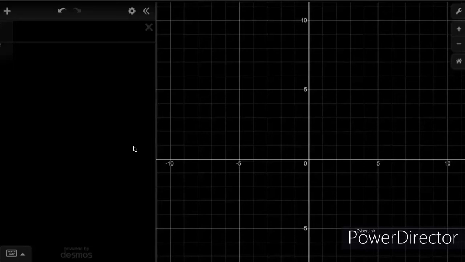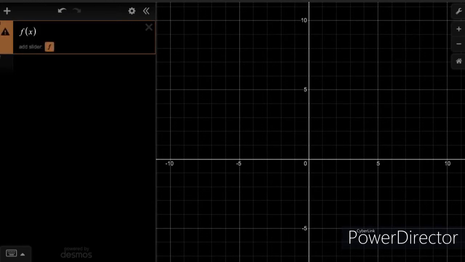So what you see here is a screenshot of the Desmos online graphing calculator. You can use it at desmos.com, and I encourage you to use this after this video or even while I'm doing this video. But the goal here is to think about reflection of functions. So let's just start with some examples.